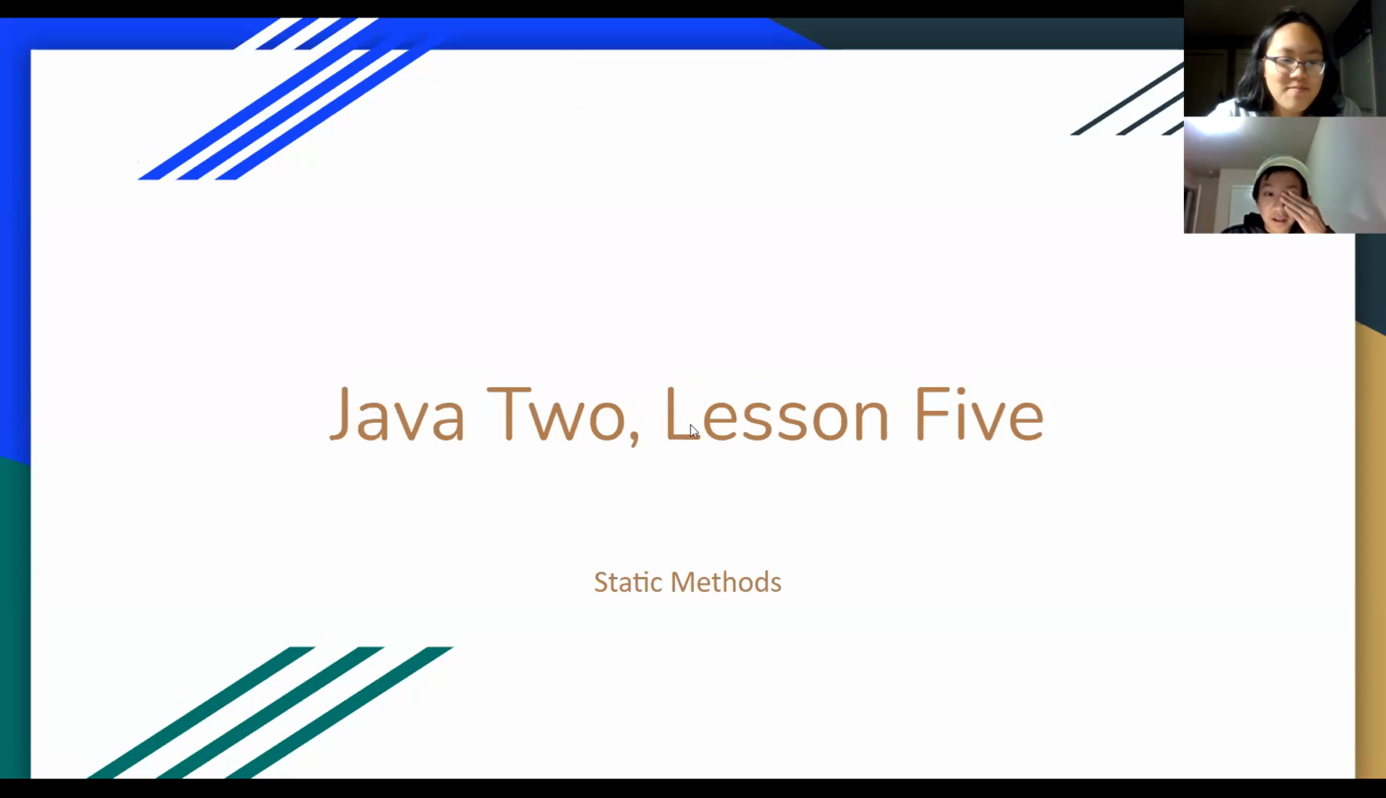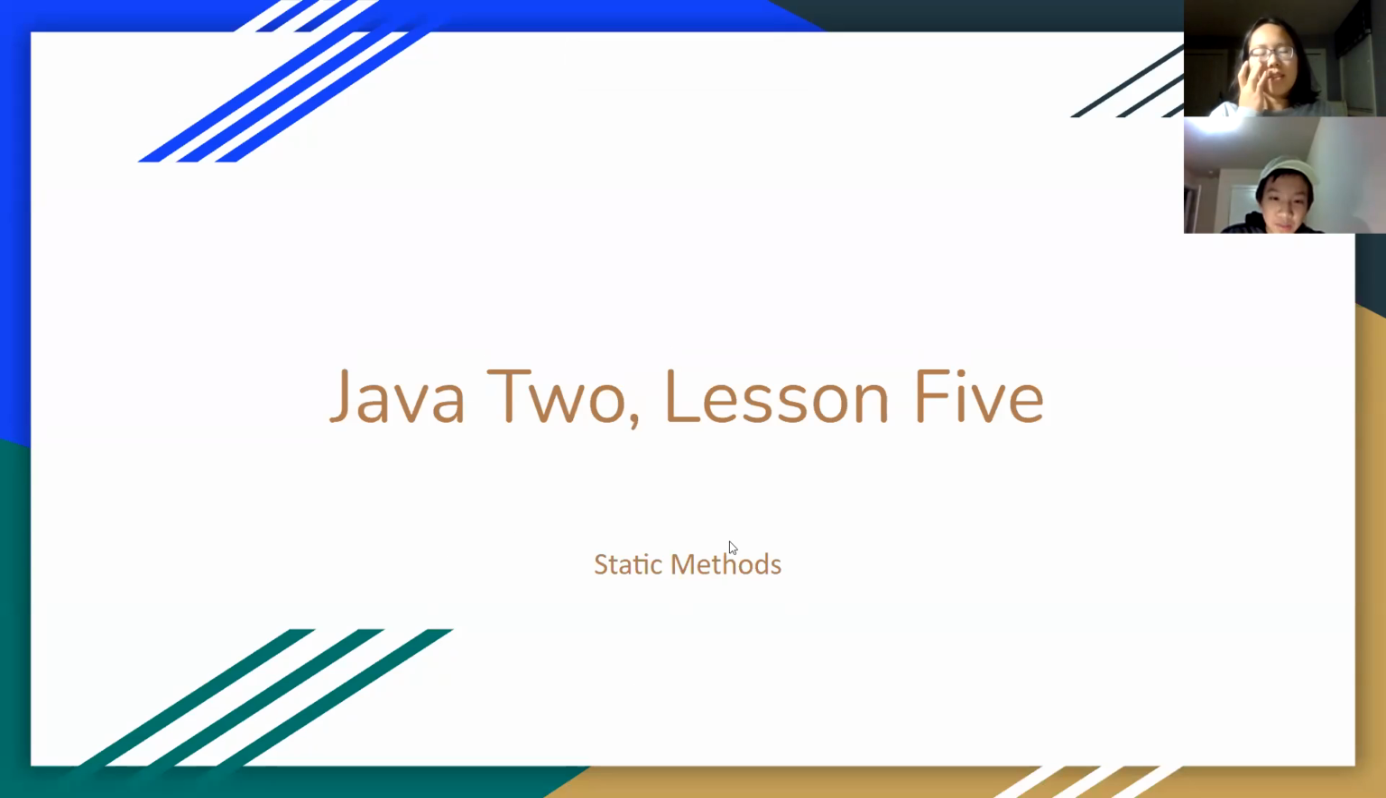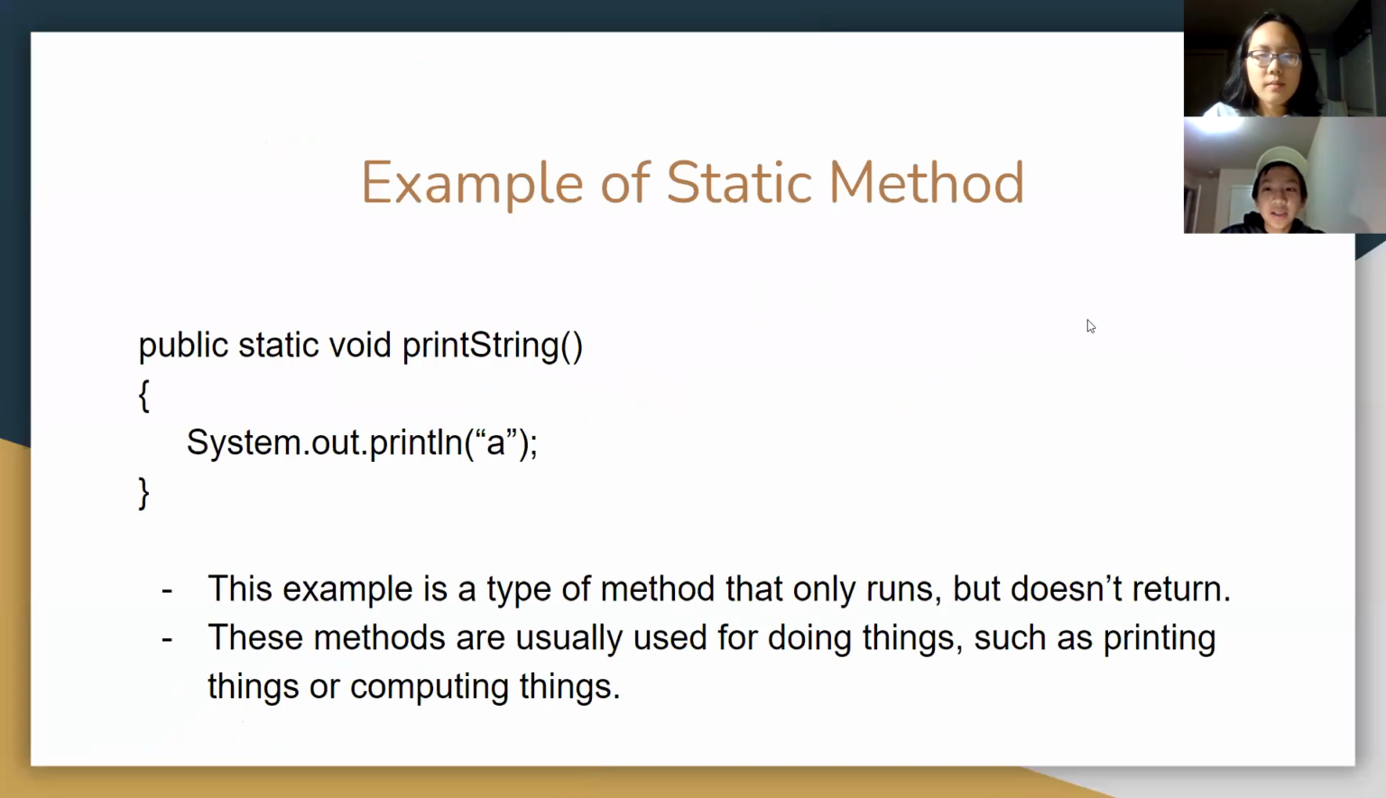So today's lesson is about static methods. All right, so let's just give a quick example before we explain how all of this works. A static method is just a type of method that only runs but doesn't return.